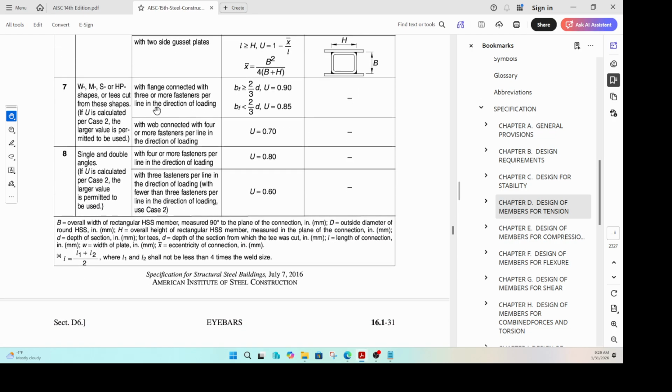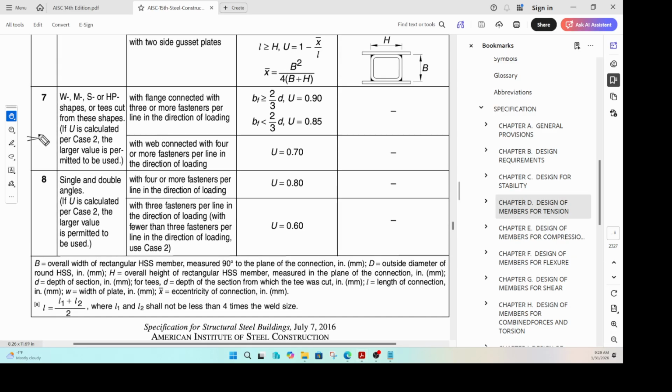Okay, now we'll go to case 7. These shapes, W, M, S or HP shapes, T's. If you have these shapes, you have two conditions. If your shape has a flange connected with 3 or more fasteners in the line or direction of the loading, so that means let's say you have an I section like that connected with 3 or more fasteners, 1, 2, 3, 4 fasteners to another plate. You're transmitting the tension load to this particular plate here through those fasteners, right?